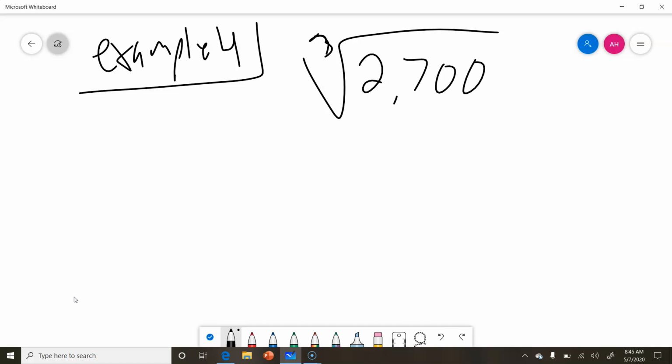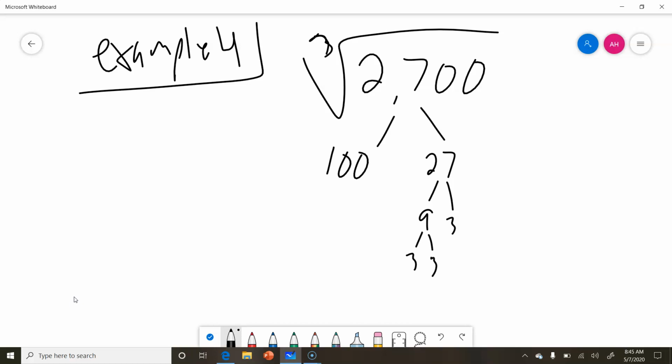The key part is to do our factoring. So let's factor this into all of its parts. It ends in 00, so I know it's divisible by 100, and I know that's going to be 27. So 27 is 9 and 3, 3 and 3. And then I see that this over here is 10 and 10, which is 5 and 2, 5 and 2.